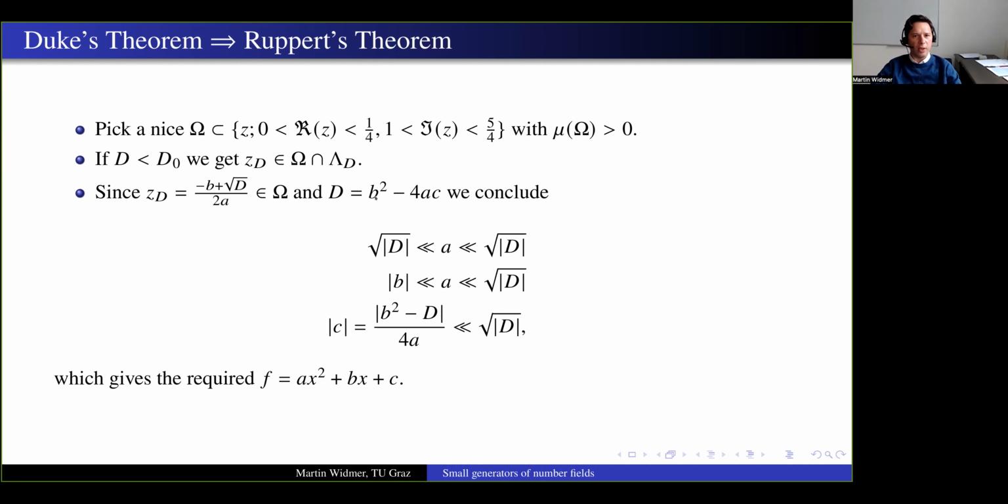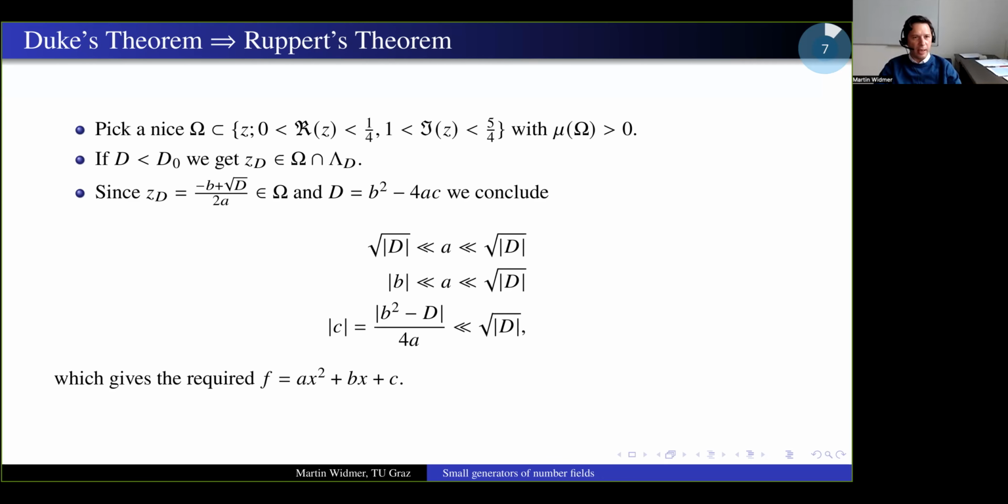No, we have d to be a fundamental discriminant. So d is a fundamental discriminant, so it follows from this assumption. D is always assumed to be a fundamental discriminant. Okay, all right.